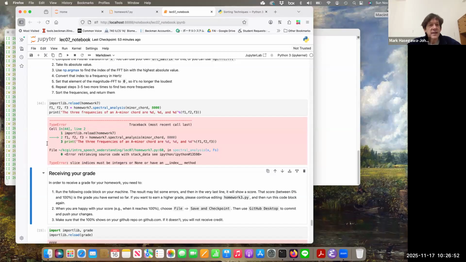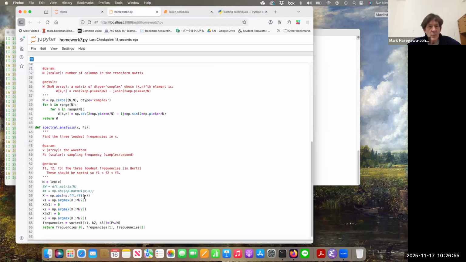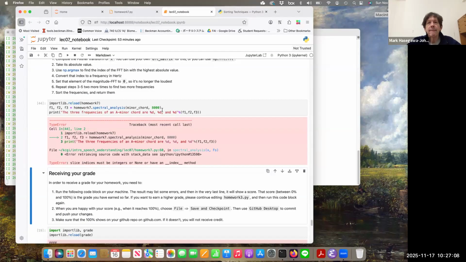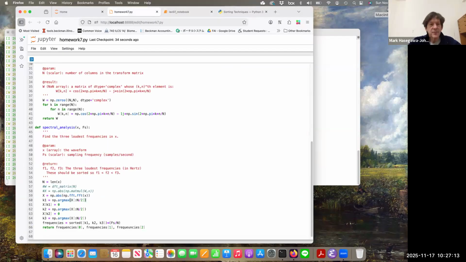Line 60. What's line 60? K1 equals argmax of capital X up to N over 2. Oh, it has to be an integer. Let's see if that solved that problem.